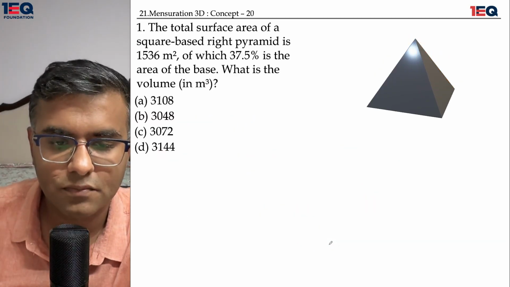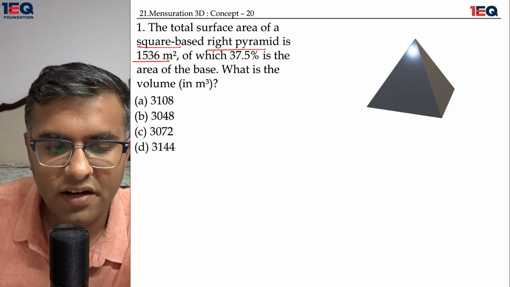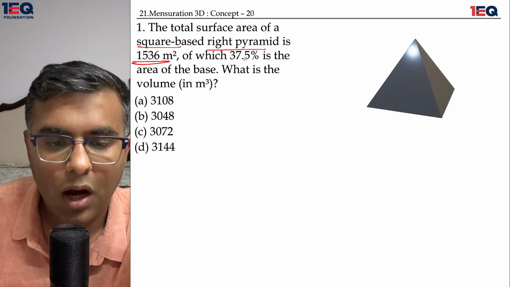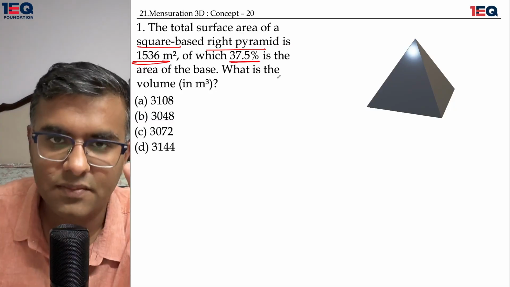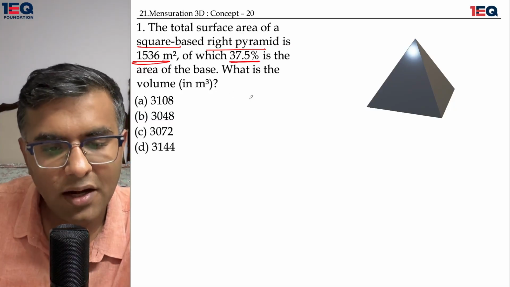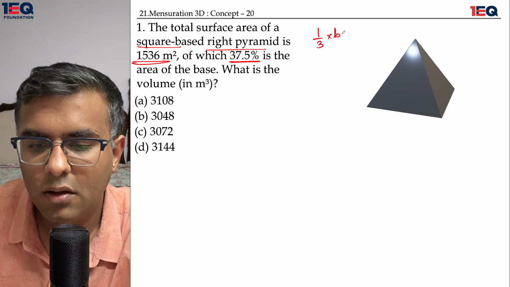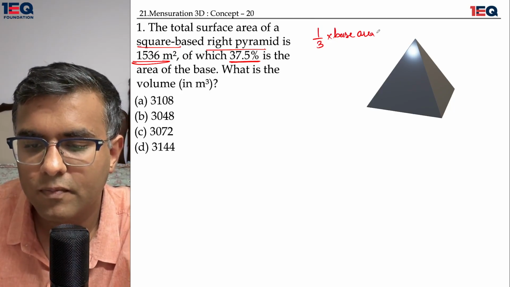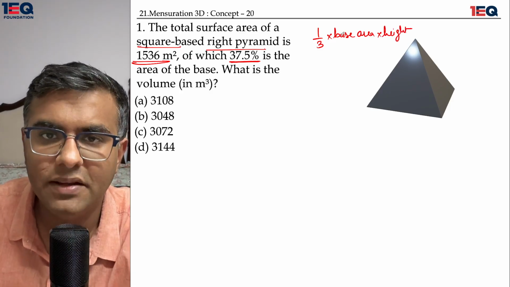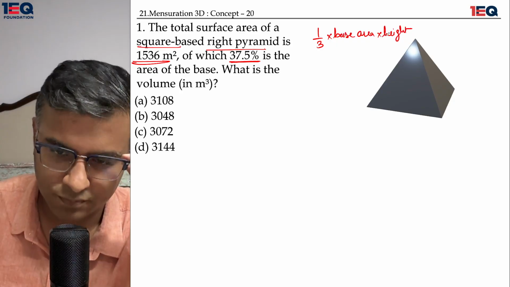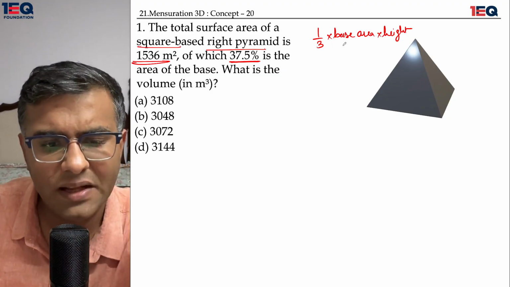Let's move forward. The total surface area of a square base of a right pyramid is 1536 meter cube, out of which 37.5% is the area of the base. What is the volume? Again, to find out the volume of a pyramid, we need to employ the formula of 1 by 3 into base area into height. 1 by 3 into base area into height. So what are we actually looking at now?